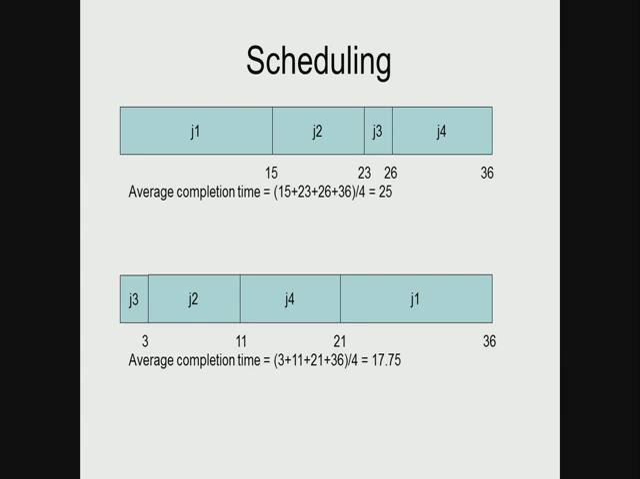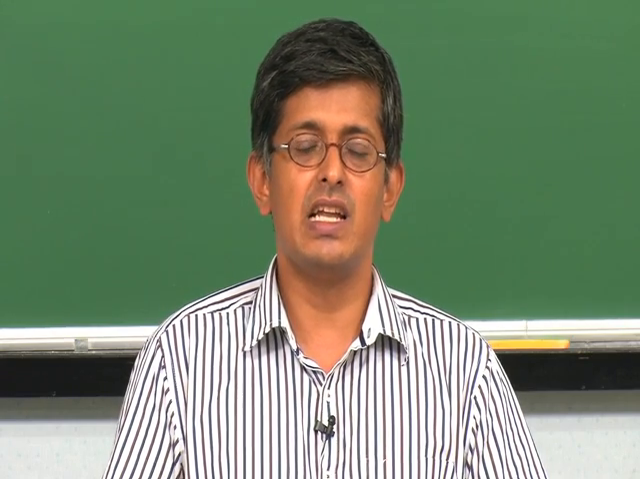On the other hand, let us consider the second schedule where, interestingly, the shortest job is scheduled first, then the second shortest job, then the third shortest job, then the fourth shortest job, which is the order job 3, job 2, job 4 and job 1. Now observe that the average completion time is 17.75 units of time, which is significantly smaller than the schedule where the jobs were scheduled according to the order in which they were presented in the input.